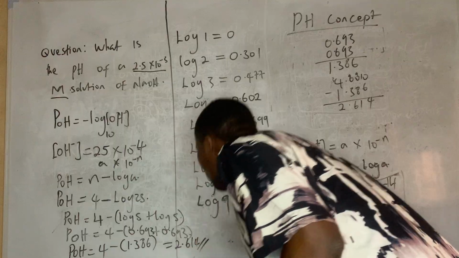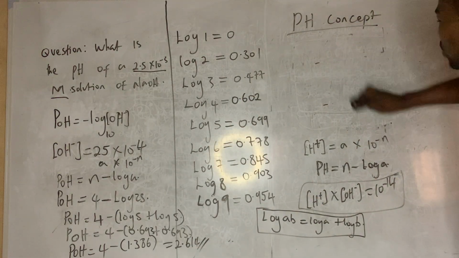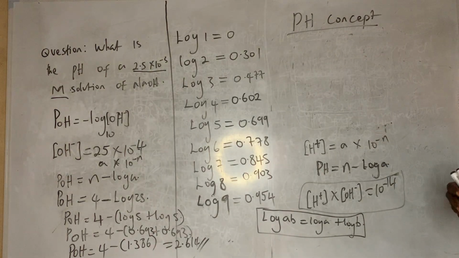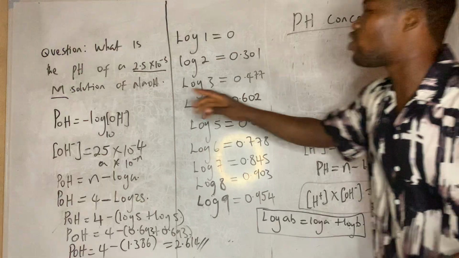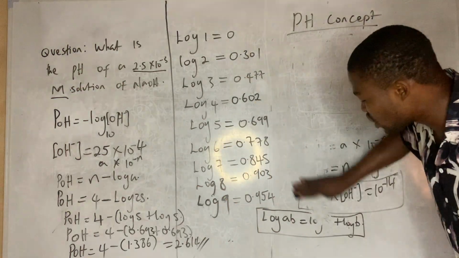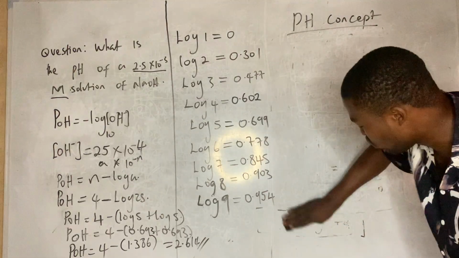2.614 without a calculator. I've done this without a calculator. As simple as that. Remember, they asked us for pH. They did not ask us for pOH. They asked us for pH.